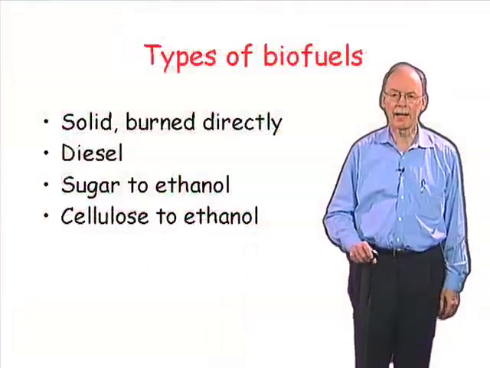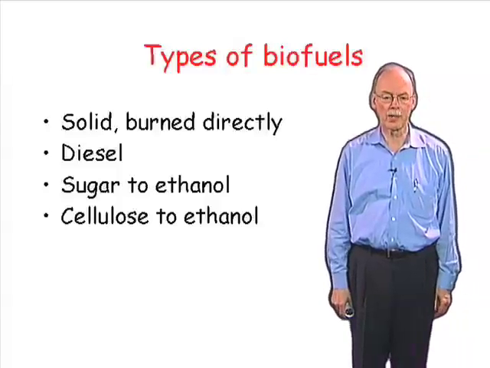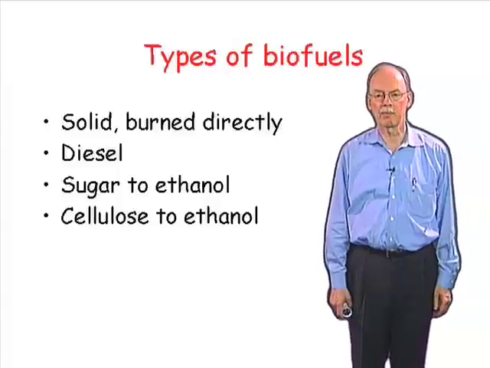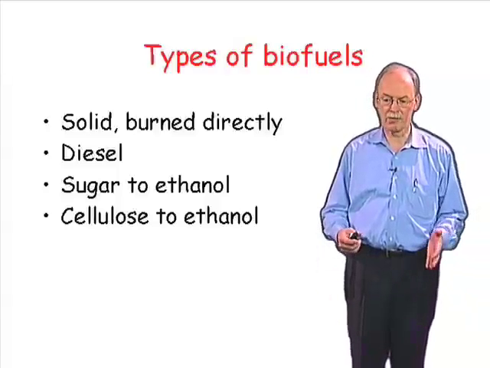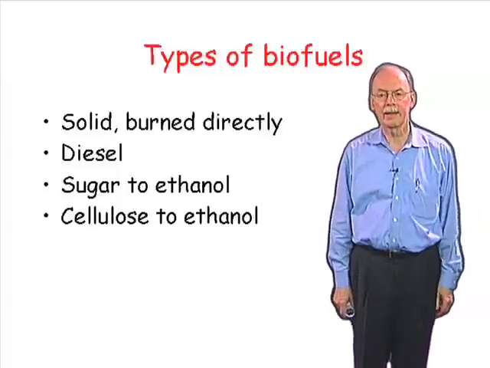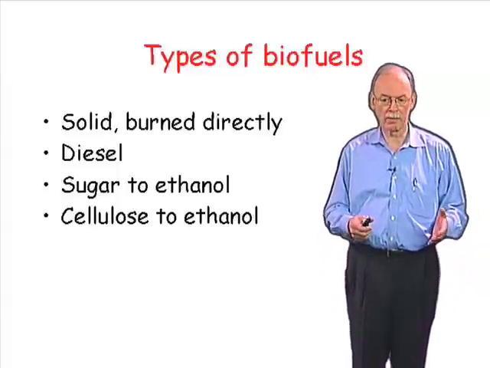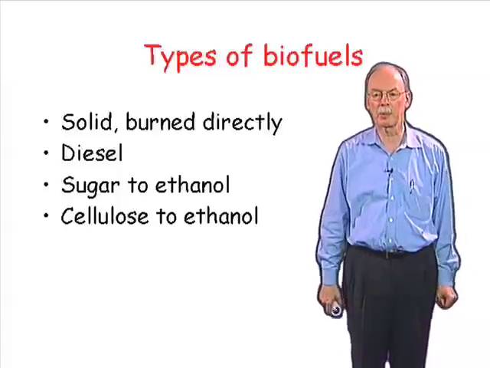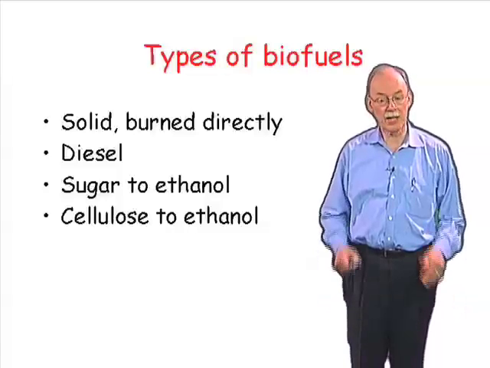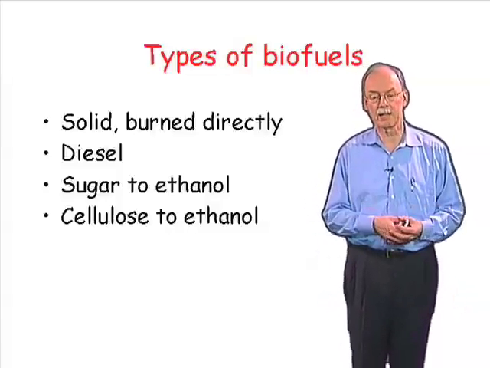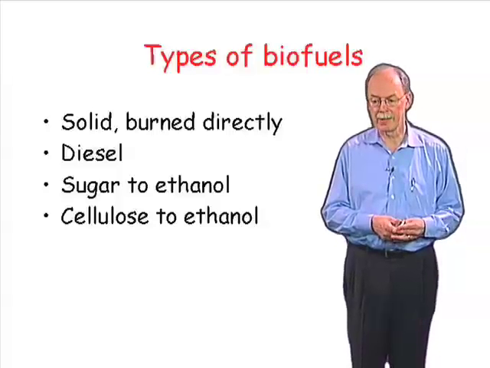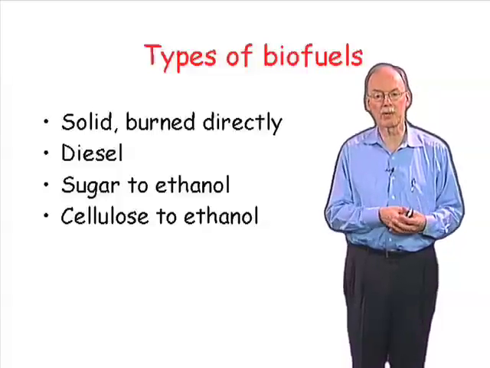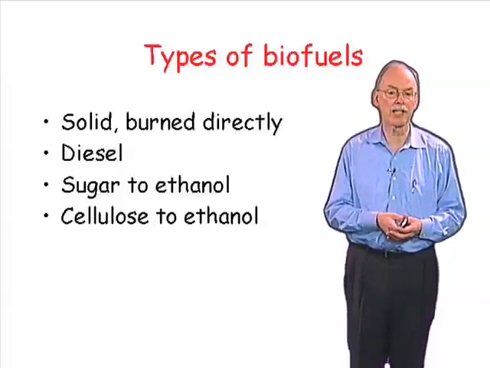To begin with, I want to just address what's meant by biofuels. In general terms, there are currently four types of biofuels. First, one can, of course, just burn plant biomass to produce heat, and the heat can be used for various purposes. Diesel can be made by plants, and I'll illustrate that in a moment. Sugars can be converted to ethanol by fermentation, and cellulose can be converted to ethanol or other fuels by fermentation.